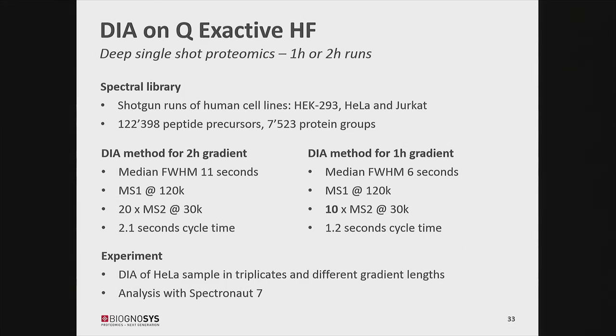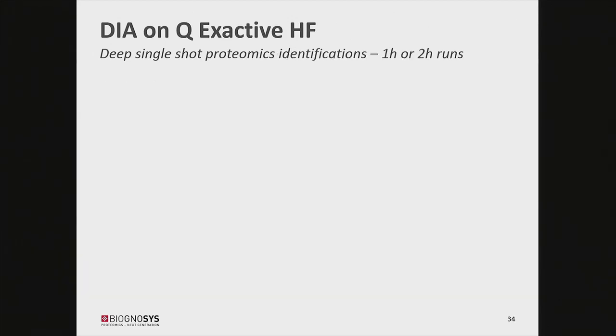So we generated a spectral library from 3 different cell lines, HEK, HeLa, and Jurkat. And we didn't use any fractionation here. We just had decently long runs of 3 hours, in replicates, which led to a spectral library of above 7,000 proteins, 122,000 peptide precursors. And we designed 2 methods for a 2-hour gradient and a 1-hour gradient. And we acquired DIA runs of a HeLa sample in triplicates again and analyzed it with Spectronaut 7.